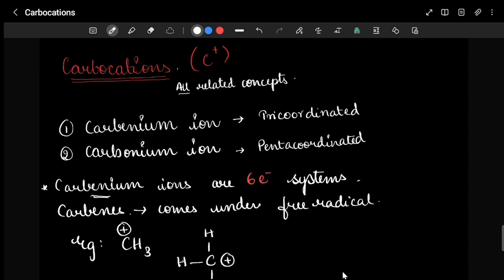So that's why carbocations and the intermediate topics are very important, because they build a base between the reactions and the GOC. So today, let us see carbocations.